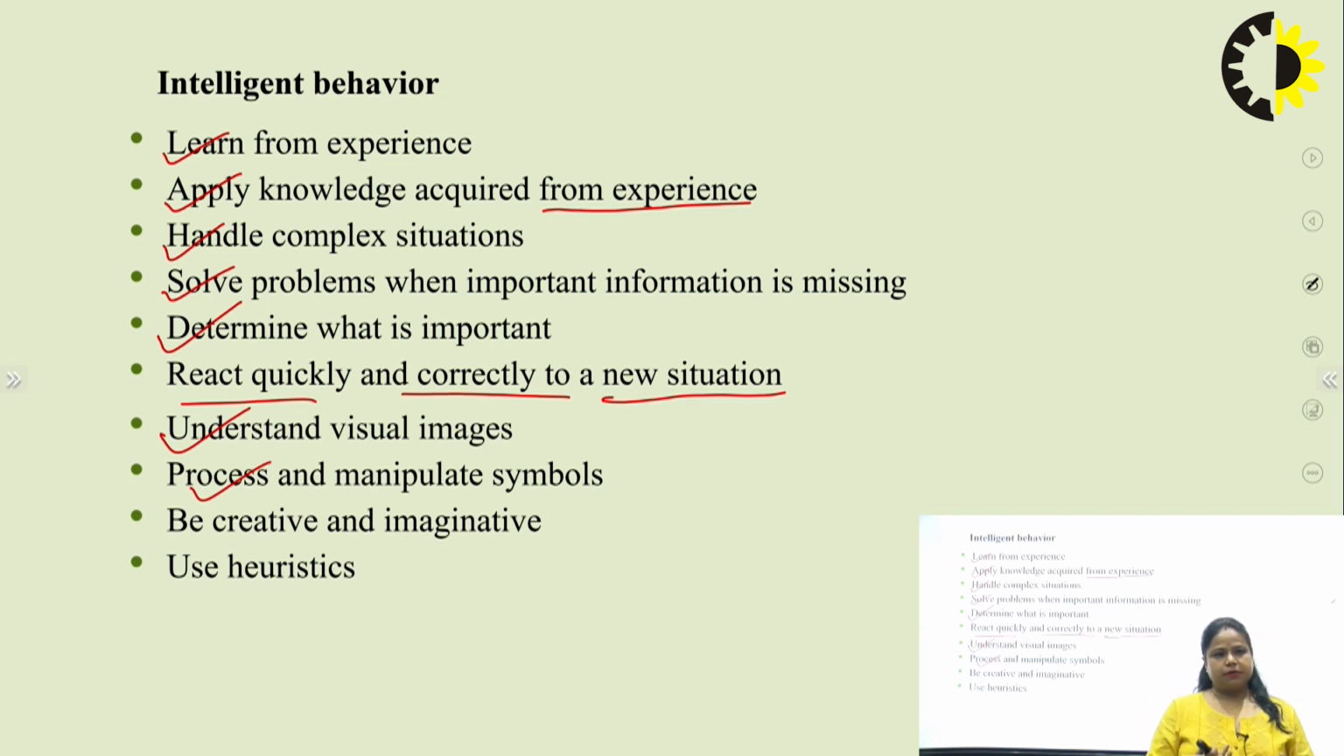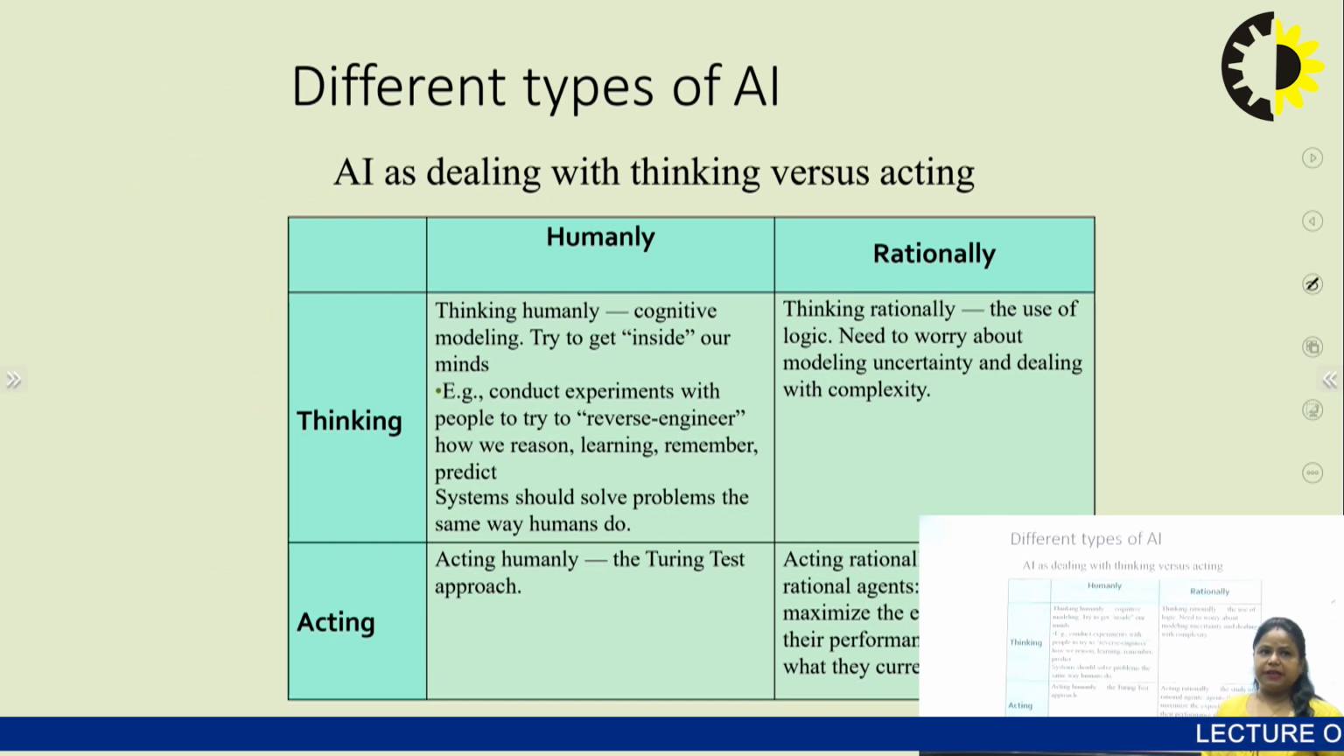Whatever human beings think, we are always thinking in a different manner. How much more creative can I think than the rest of the people, how can we generate an imaginative world? That is why we have to be very creative and imaginative. And lastly, we have to use the heuristic approach, to handle the data heuristically. These are all the terms for intelligent behavior.